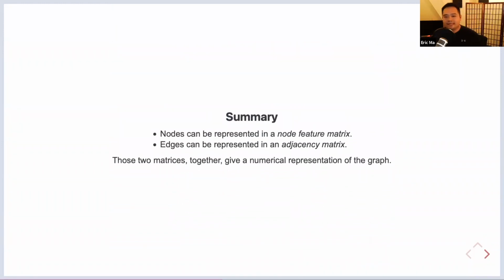Okay, so let's take a step back and summarize this section thus far. We have graphs. We want to be able to put graphs inside a neural net model, so we need the array representation. The array representation of a graph comes in 2 forms, and you actually need both forms together. You need the node feature matrix to represent nodes, and you need the edge adjacency matrix to represent edges. And these 2 together give a complete numerical representation of the graph.